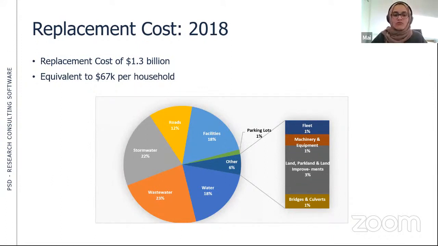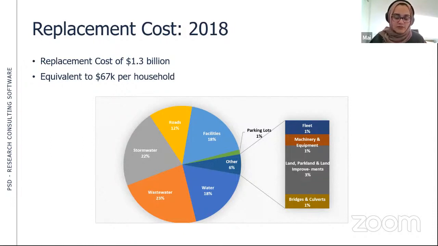And keep in mind as we go through these that the 2018 asset management plan was just a screenshot in time. It was very dependent on the information that was being fed and the strategies that were built in the system or in the database. And so that is something that is constantly being improved, constantly being updated. And we are doing that right now through the many workshops that we've had with staff and refining the data as we go along. But in terms of what that looks like per household, that's about $67,000 per household.